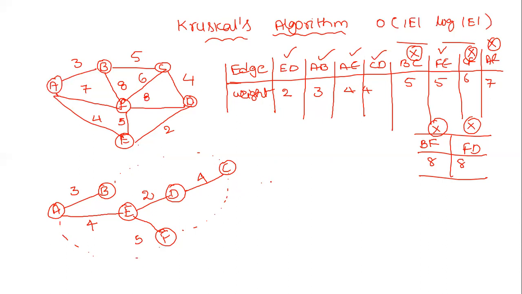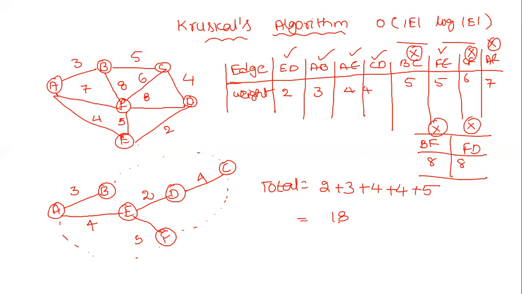So the total weight of this spanning tree is equal to 2 plus 3 plus 4 plus 4 plus 5. 5 plus 8, 13, 13 plus 5, 18. This is the weight of the minimum cost spanning tree, calculated with the help of Kruskal's algorithm.